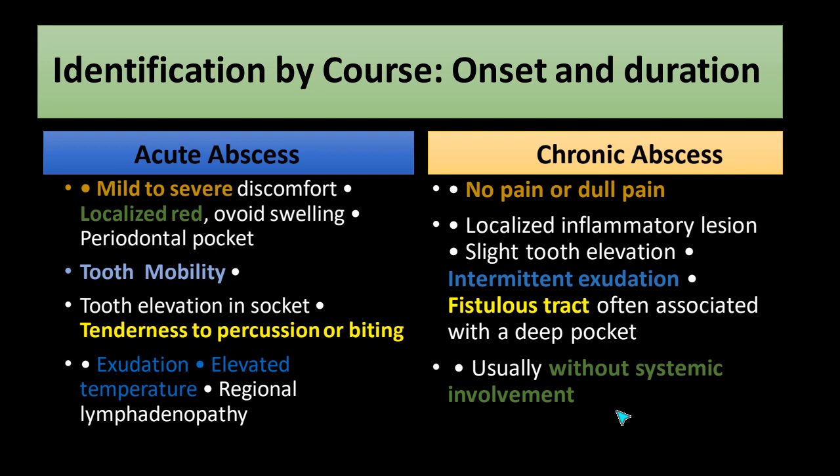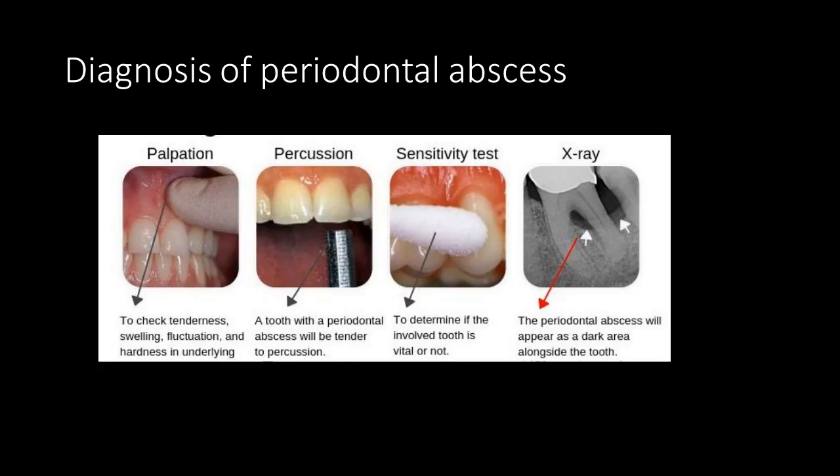So this slide is very, very important for you to know. Coming to the diagnosis of periodontal abscess, what are the diagnostic tests or diagnostic tools which help us to identify and differentiate the different types of periodontal abscesses? One is palpation. Is the swelling hard or soft? Is it fluctuant?